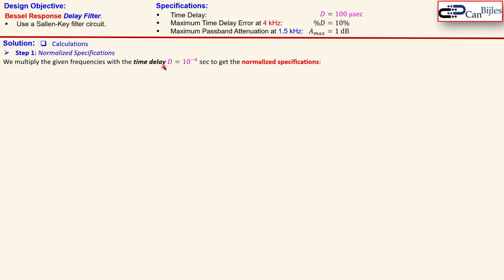Now for multiplying the given values here by this time delay, which is then in this case 10 to the power minus 4 seconds, which is 100 microseconds, then you get your normalized specifications. Now that means we multiply this here, this 4 kilohertz, of course, times 2 pi times D, and that will then result in this 2.513 radians per second.